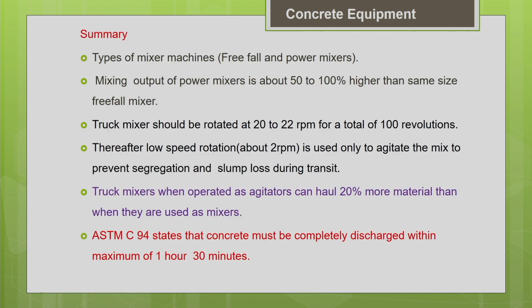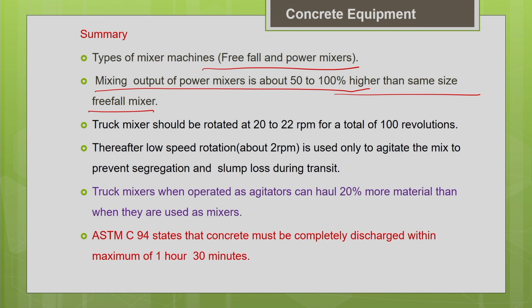Okay. So, now we have come to the end of this lecture. Let me summarize what we have discussed so far. We have discussed different types of concrete mixer machines, the free fall mixers and the power mixers. I told you the power mixers can give you a better productivity when compared to the free fall mixers. The mixing output of the power mixers is about 50 to 100% higher than the same size free fall mixer. That is why we always use the power mixers in the batching plant in the precast industries, so that we can have a higher productivity.